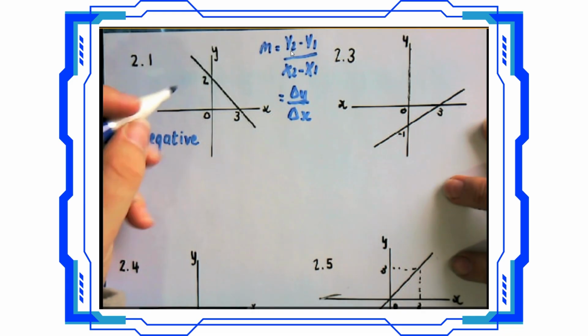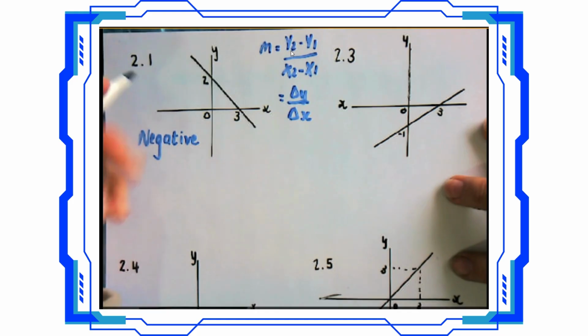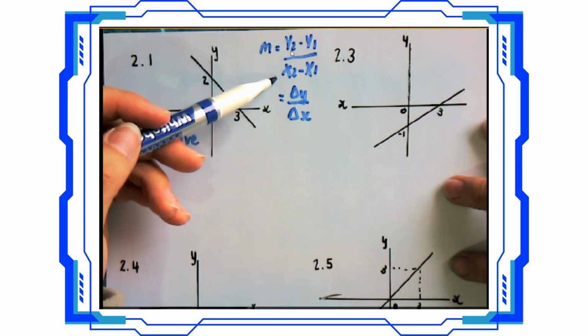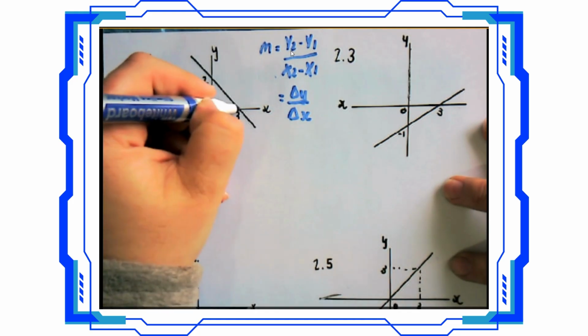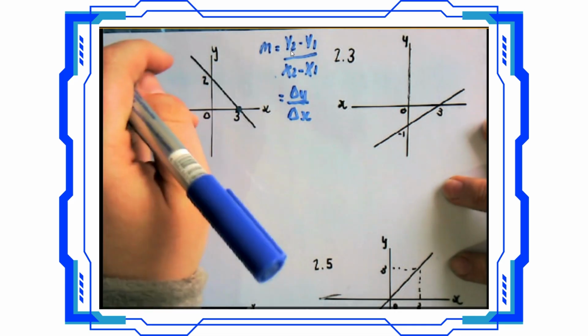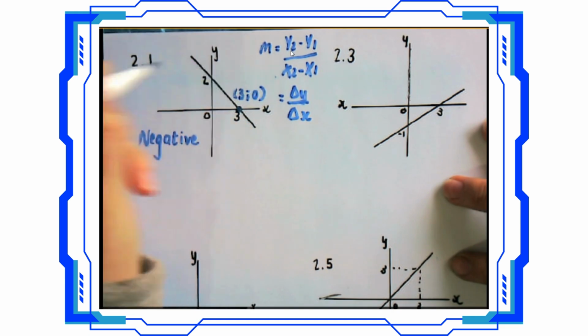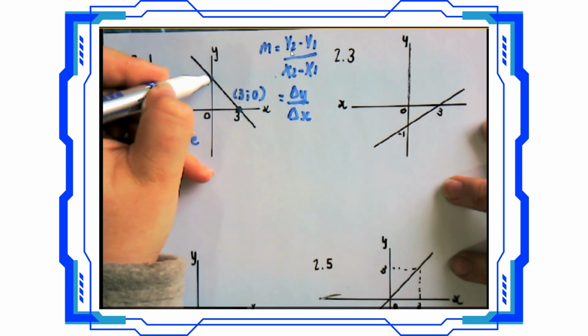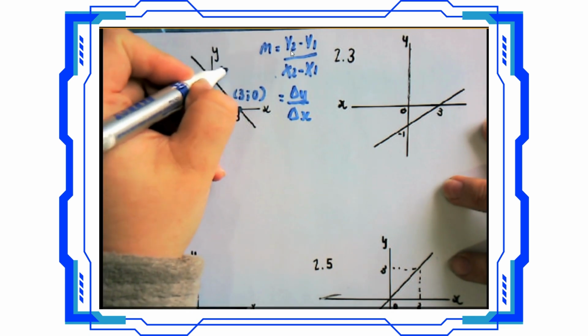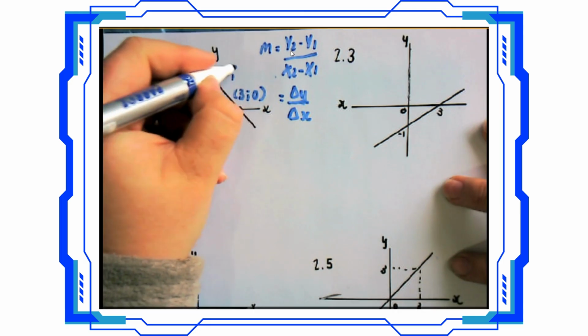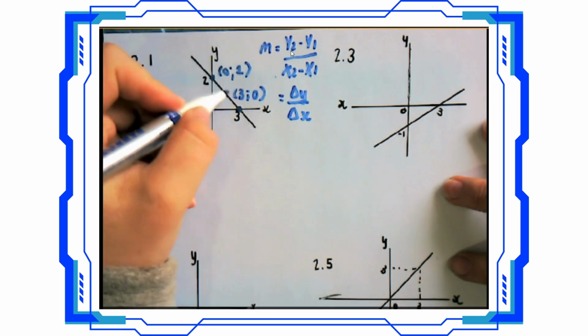Okay, then I have to work out the gradient. So in order for me to use this formula, I need 2 points. So that's touching my x-axis. I know on my x-axis, y is 0. So that point's going to be 3, 0. On my y-axis, x is 0. So that point's going to be 0 and 2. Do I have two coordinates now?